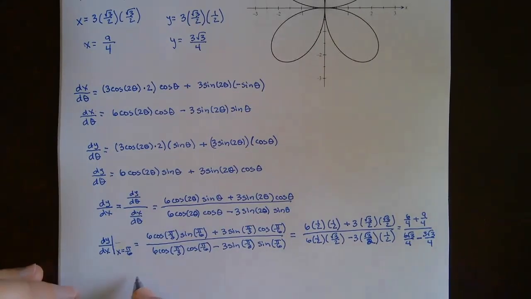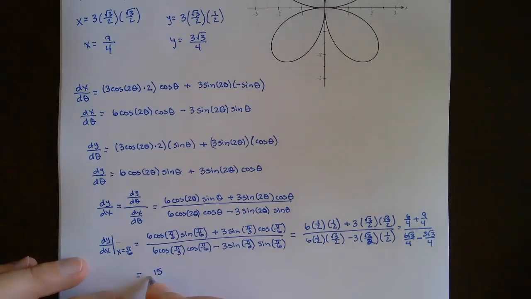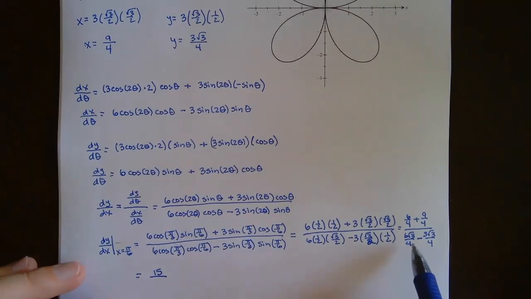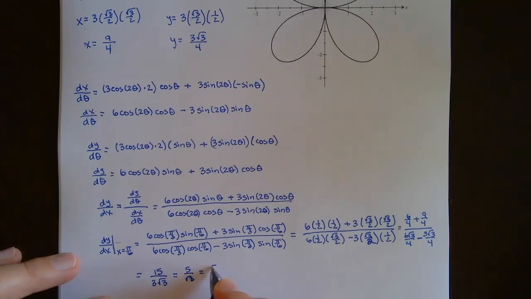Okay, so then that would make this derivative be, and I'm going to multiply top and bottom by 4, 6 plus 9, which is 15. And the bottom is 6 square roots of 3 minus 3 square roots of 3, which would be 3 square roots of 3. And then cleaning this, well, 3 goes into 15, right? So it'd be 5 over the square root of 3, which is 5 square roots of 3 over 3.